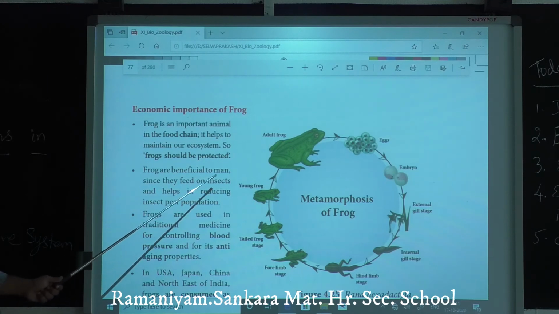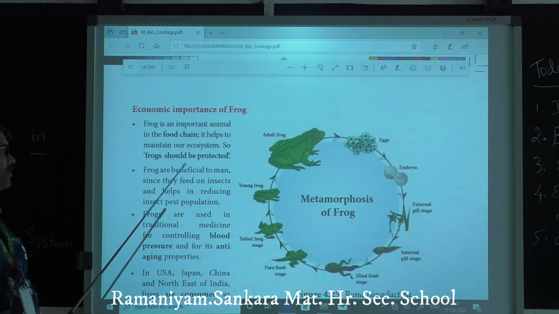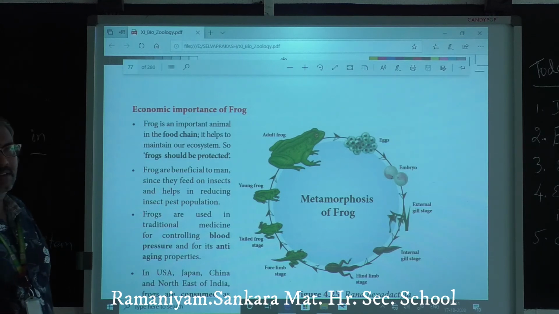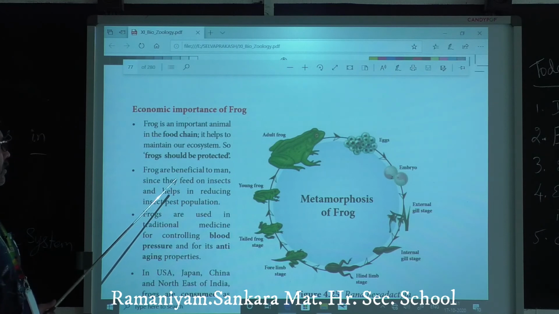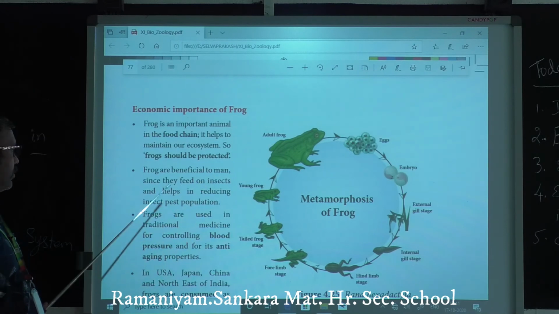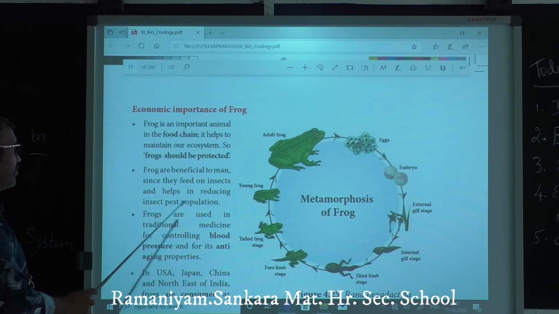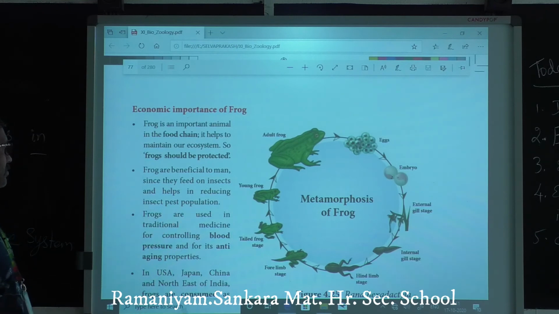Frogs are beneficial to man since they feed on insects and help reduce insect pest populations. Some insects cause diseases, so when frogs eat the insects, it helps in reducing the insect pest populations.